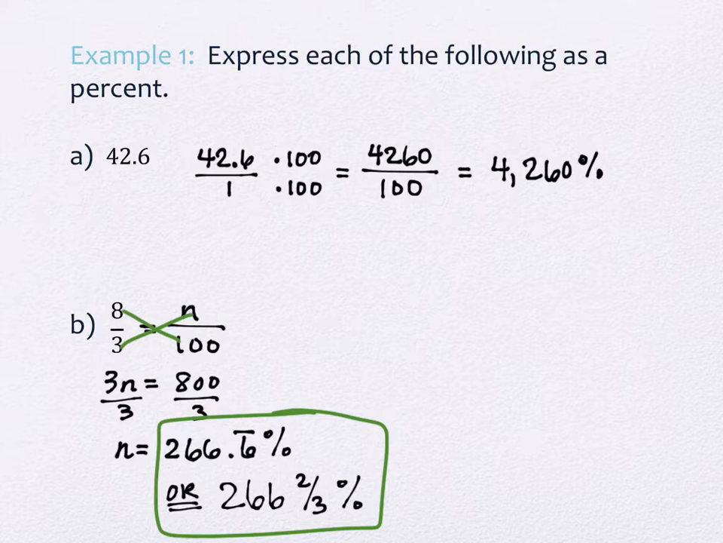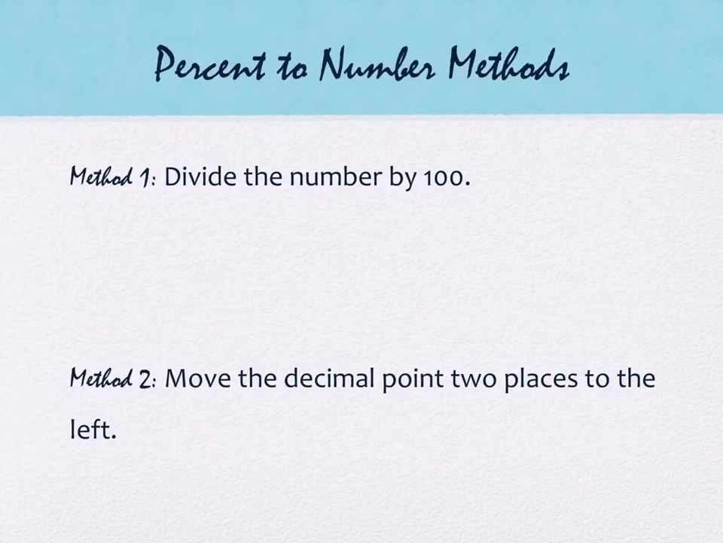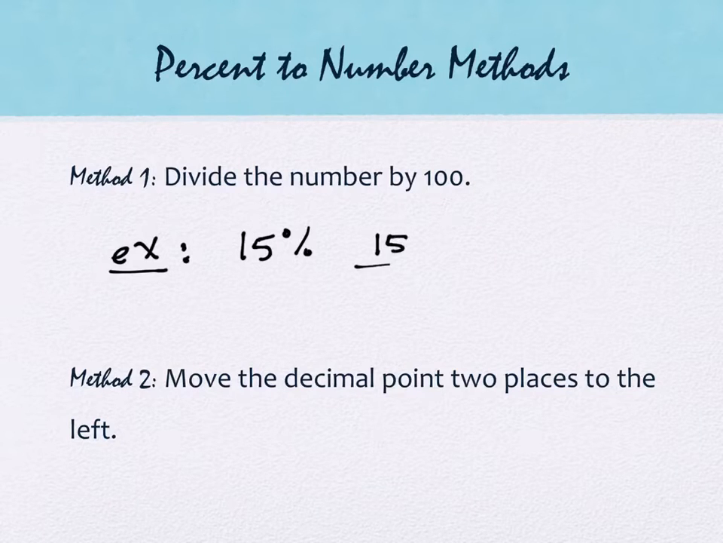So just like we have options of turning numbers into percent, we have some options of turning percents back into numbers. So the first one, turning a percent into a number, is to divide the number by 100, right? I don't think I have any example written down on my paper, but I can make one up. So for example, if you had 15%, method 1 is to actually take 15 and divide it by 100, because that's what percent means.